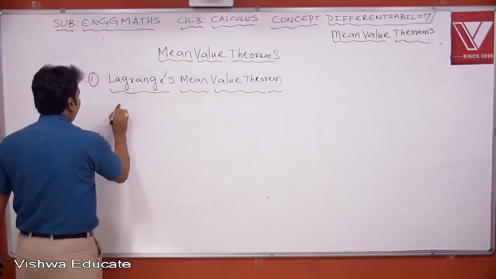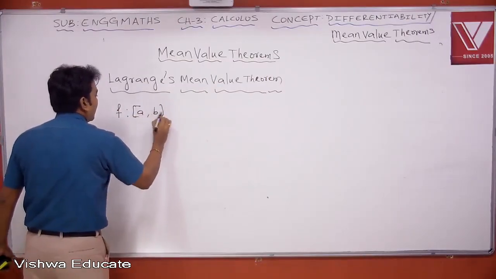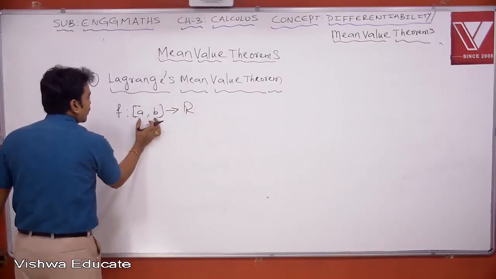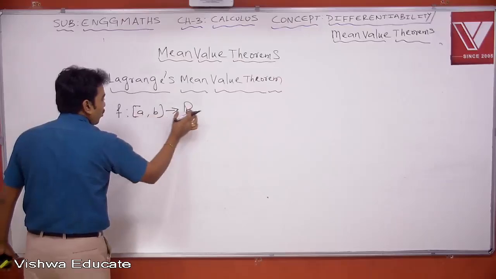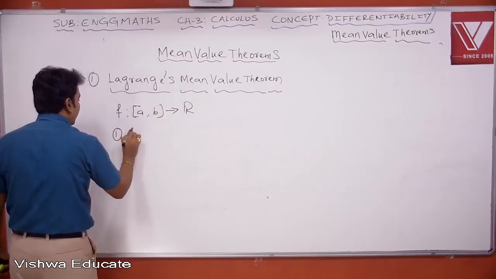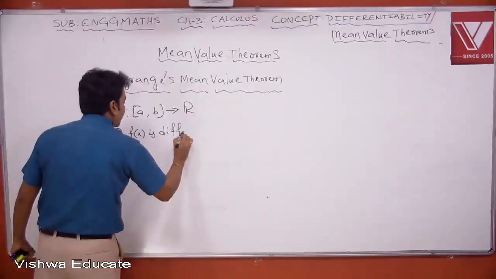Suppose we have a function f defined from the closed interval A B to the set of real numbers R. So here the domain of the function is the closed interval A comma B, codomain is R. So assume that this function satisfies 2 conditions. The first condition is f of x is differentiable.